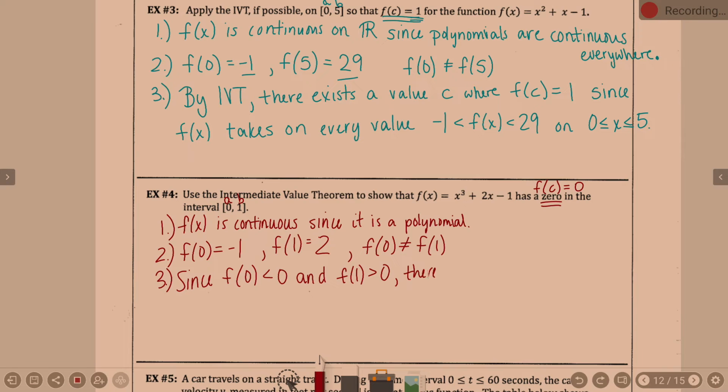there exists a value x equals c such that f of c equals 0. I want to say c is 0? Is that what I want to say here? There exists a value such that f of c equals 0. I had a moment.